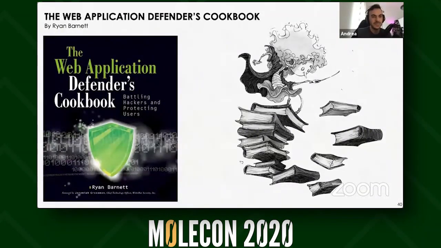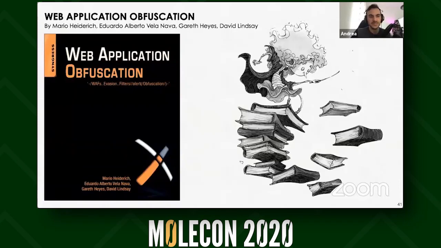The second one is the Web Application Defender's Cookbook by Ryan Barnett, and it gives you many ideas on how to protect your web application and how to use ModSecurity, for example, to better protect your web application. And the third one is Web Application Obfuscation by Mario Heiderich, Eduardo Alberto Vela Nava, Gareth Heyes, and David Lindsay. It is a really interesting book that shows you many ways to test your web application and obfuscate your payload.